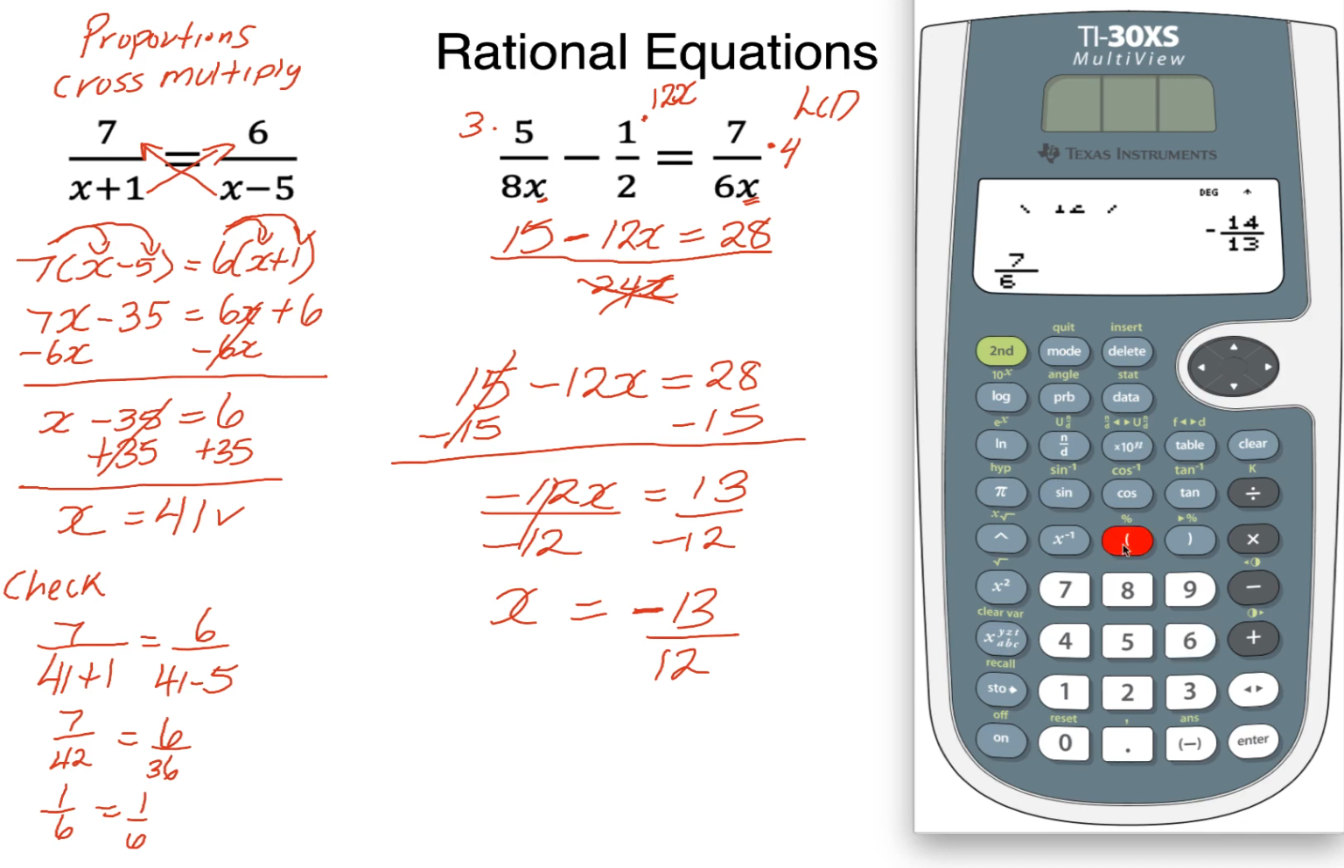So I have 7 over 6. Okay, I'm going to open my parentheses. I'm going to insert my fraction, negative 13, come down, my 12, go to the right, close that parentheses, and go to the right again. And then I hit enter and notice I got negative 14 over 13. So this answer of negative 13 over 12 is correct.